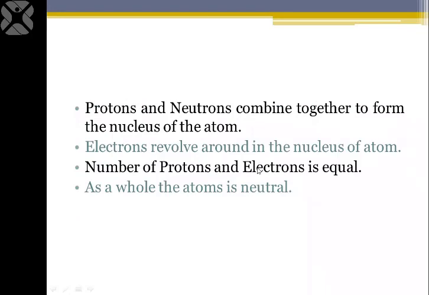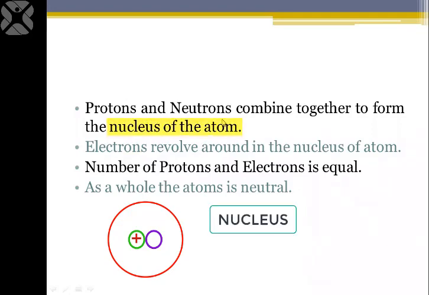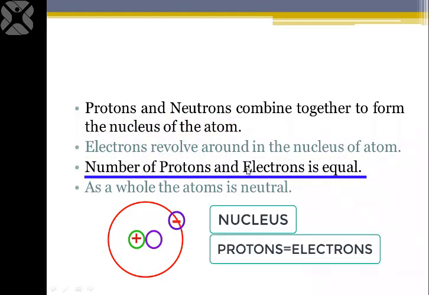If we have a look at the structure of an atom, we will see that protons and neutrons combine together to form the center of the atom, which is also known as the nucleus. The electrons revolve around the nucleus in its orbits. The number of electrons and the number of protons is equal in an atom. So an atom does not have any charge, because the number of electrons and protons are equal and they make the charge neutral.